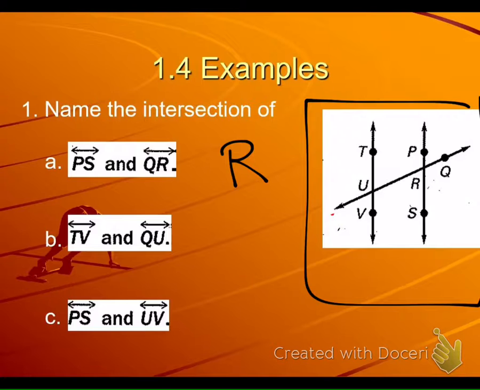All right, I'll get rid of that. We'll do the next one in, let's say, blue. TV. So this line has the T and the V on it. And line QU. So where do those two cross each other? Point U, right there.